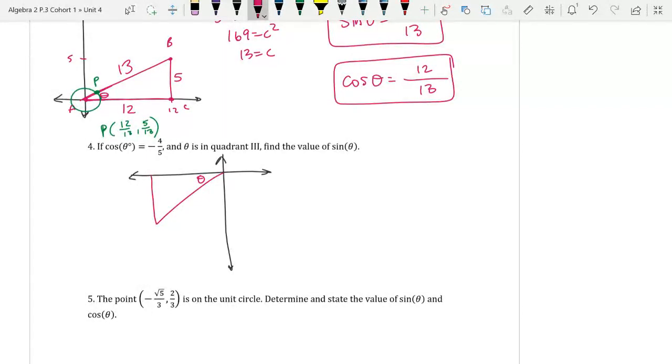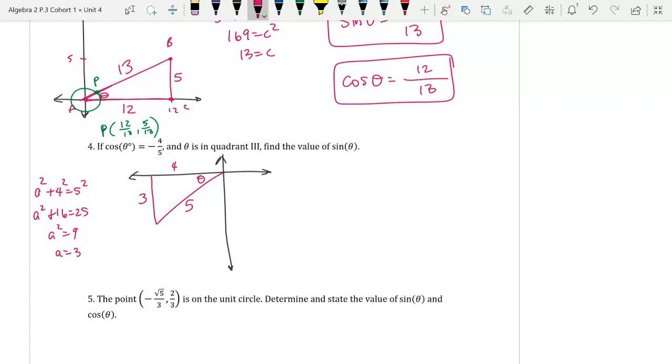So if the cosine of theta is -4/5, I know the adjacent side is 4 and the hypotenuse is 5. I'm ignoring the fact that it's negative for now because I need to make a triangle. To find the missing side of that triangle, I'm going to do the Pythagorean theorem. So we know how to do the Pythagorean theorem by this point, I hope. So this missing side is 3.